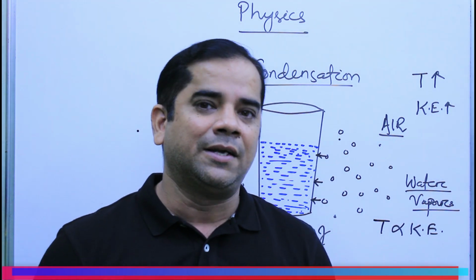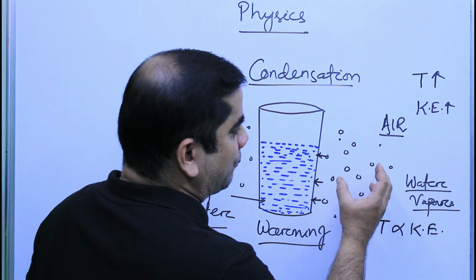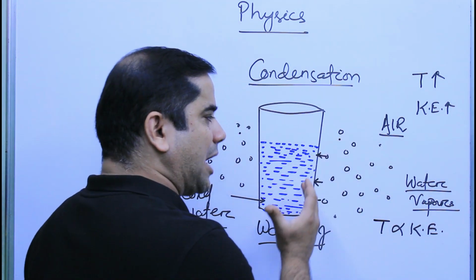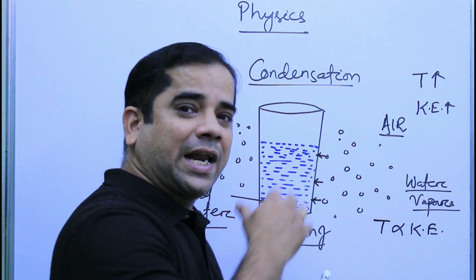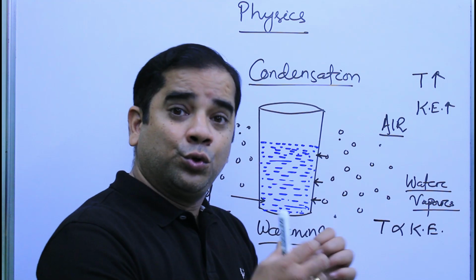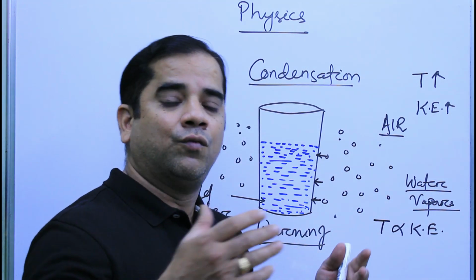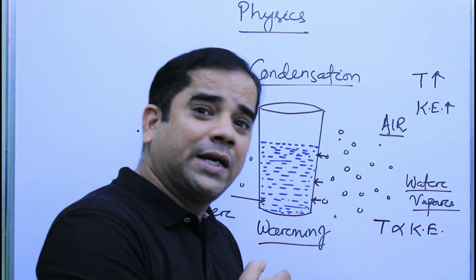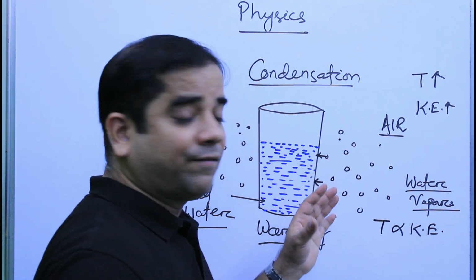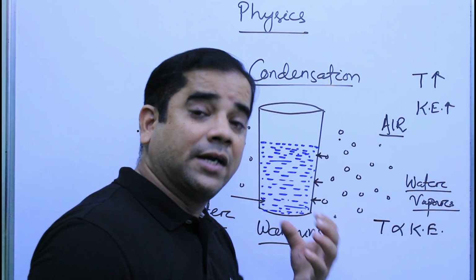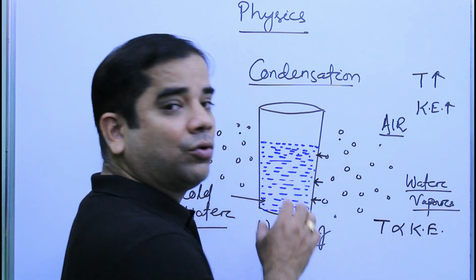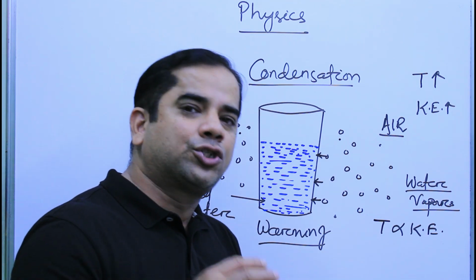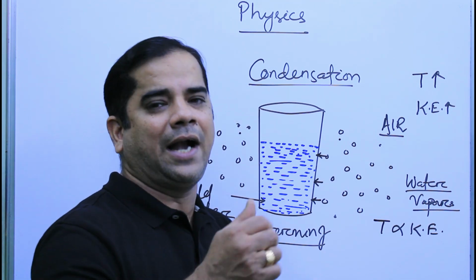Why can we define this? Because the water vapor inside the air is in the gaseous form. When they come in contact with the glass, they lose their kinetic energy. As the water vapor loses kinetic energy, it loses temperature. And we know that when temperature is lost, the gas goes to its liquid state, isn't it? So the water vapor now converts itself into water droplets, and they stick onto the outer surface of the glass. Okay, so that is why condensation can also be defined as the phase change between gas and liquid.